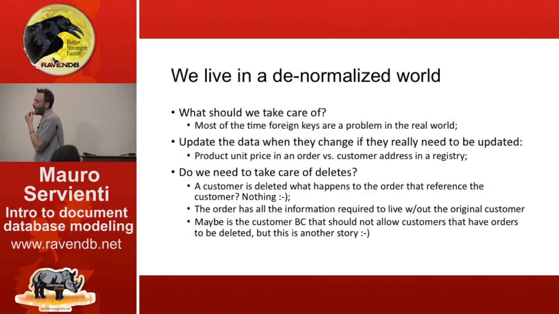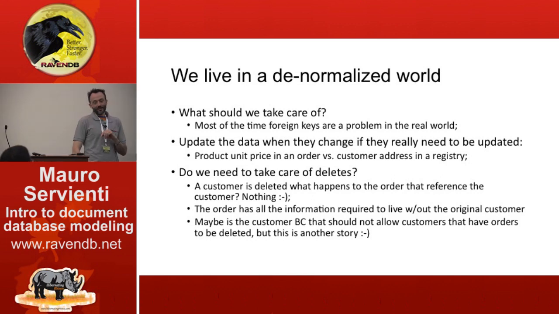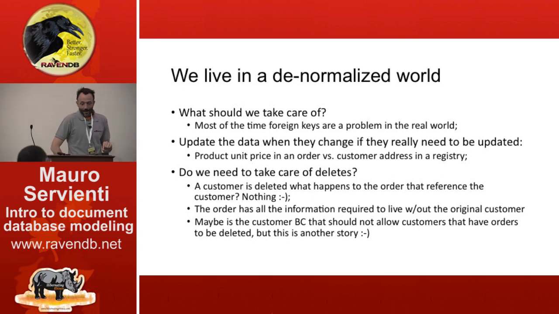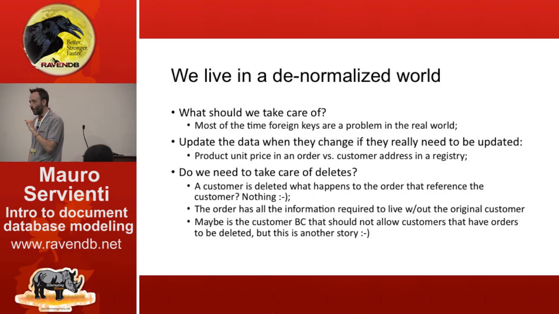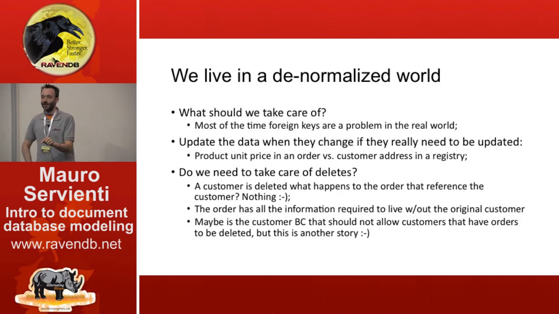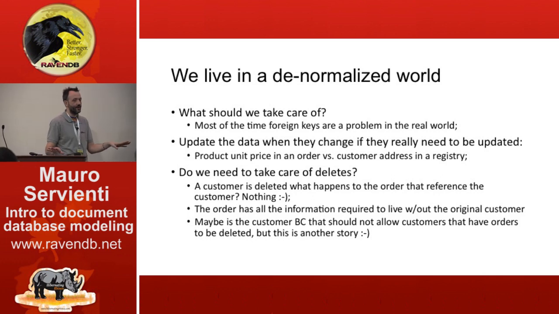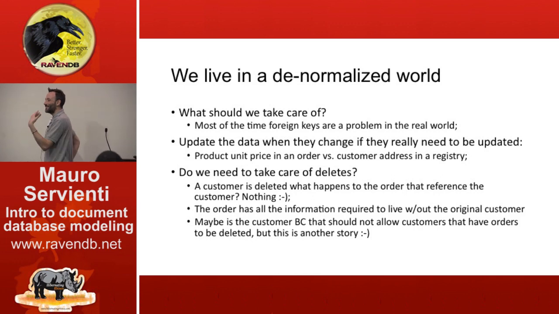But what do we really, given the fact that we live in a denormalized world, what should we really take care of? Most of the time, if we want to set up a real world using foreign keys, we have problems. So we denormalize everything. So we don't have to bother about foreign keys. We just need to update the denormalized version of the data when we really need it.